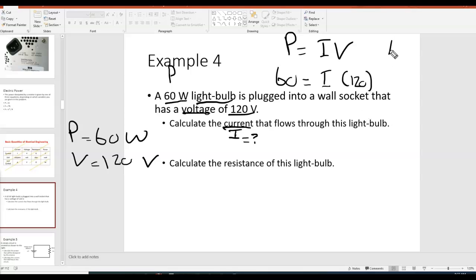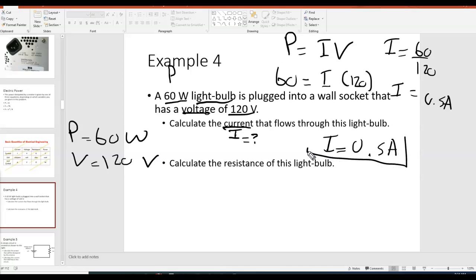And so to get I by itself, I have 60 equals I times 120. So I'm going to divide both sides by 120. So I is going to be 60 over 120, which is going to be 0.5 amperes. Okay, so the current going through the light bulb is 0.5 amperes, just like that. Okay, very basic calculation.